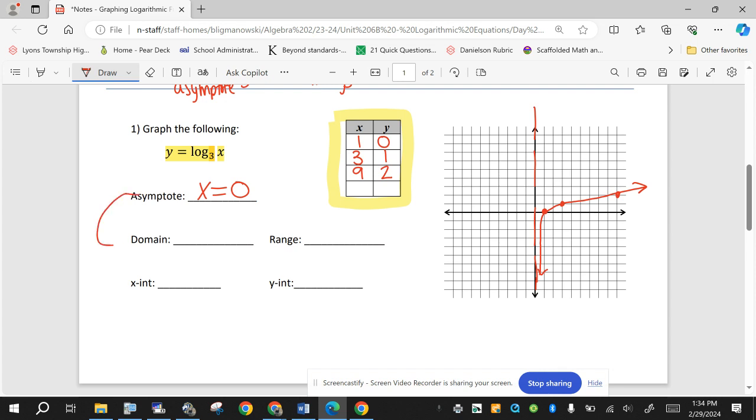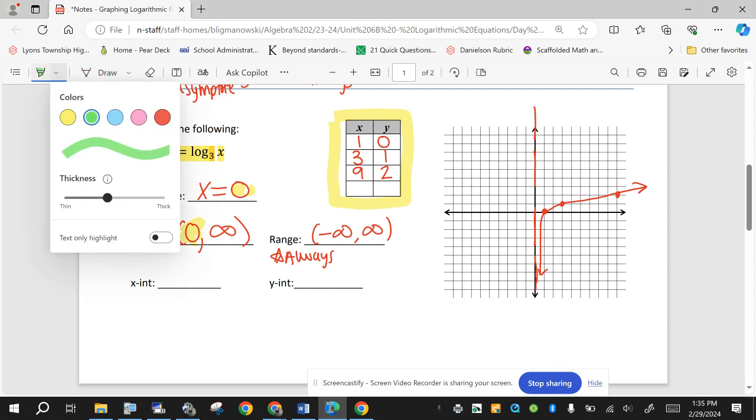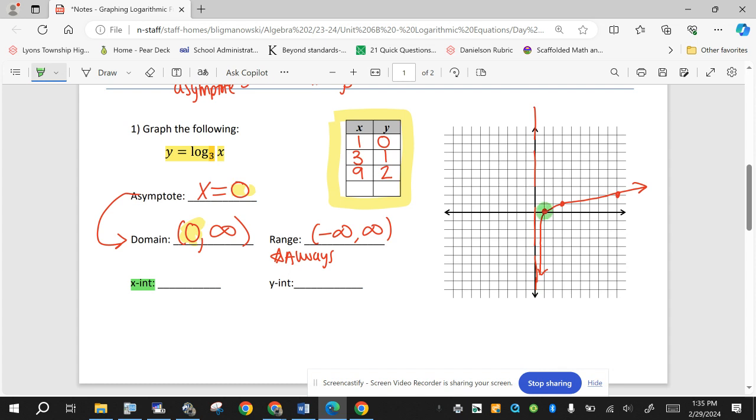So the asymptote helps me determine the domain. Since my asymptote is at 0, my domain is going to start at 0. These will always be the same, to infinity. My range will always be negative infinity to infinity. Now my x-intercept is where my graph crosses the x-axis, so that's right there at (1, 0). My y-intercept will be where my graph crosses the y-axis, which doesn't happen, so there is none.